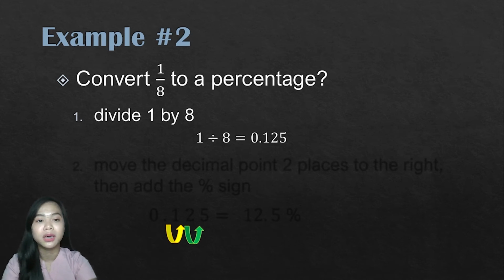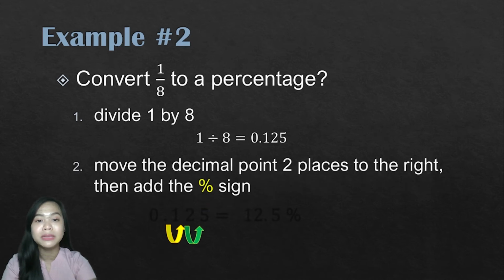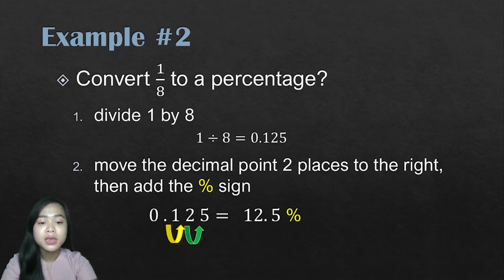So how can we convert it into percentage? We just multiply it by 100, or simply move the decimal point 2 places to the right. So we have 0.125. Our decimal point is here, so we move it 1, 2 places, then we'll have the equivalent of 12.5%. So the conversion of 1/8 into percentage is 12.5%.